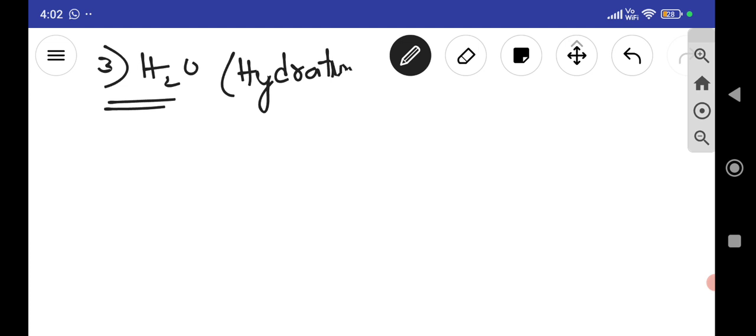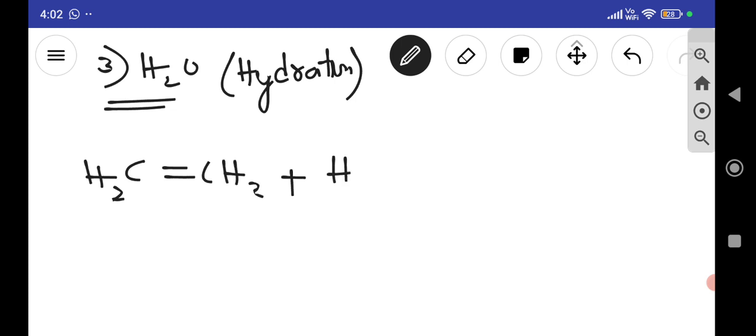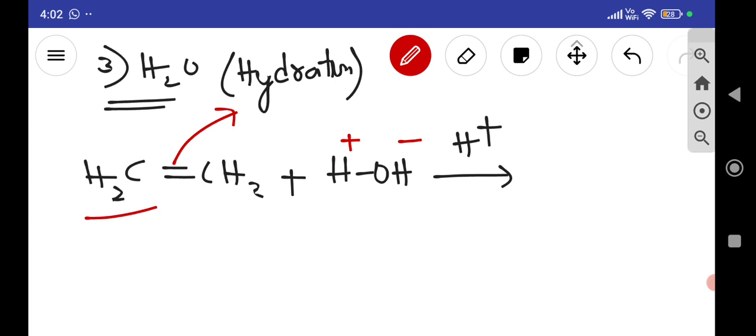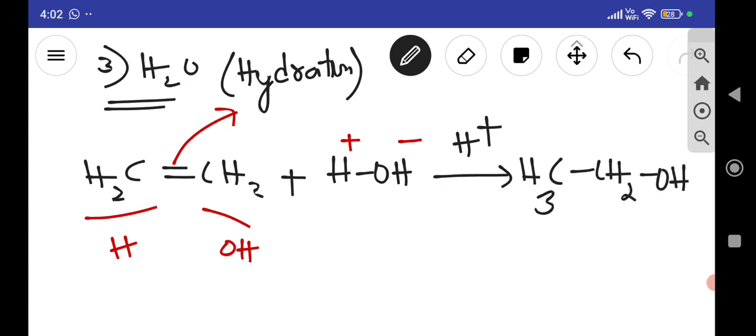So what is meant by hydration? We are adding H2O. Again take CH2 double bond CH2 plus H2O, which can be written as HOH. In presence of acidic medium, you can understand this is H plus and OH minus. By the removal of double bond, add H to this and OH to the other side. So what you are going to get? CH3 dash CH2 dash OH. So the product obtained is ethanol. Hope you have understood this.